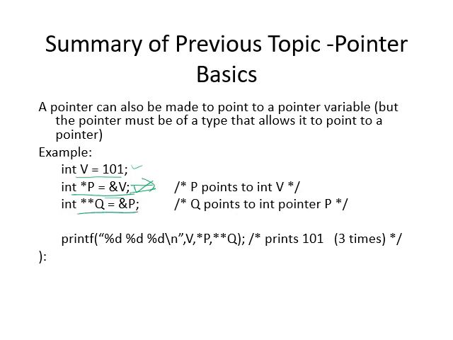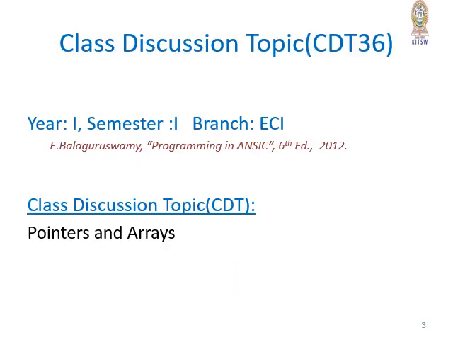And this is how to declare a double pointer. Q is a pointer which is again storing the address of another pointer, so Q is called a double pointer. When we try to print these three variables, V will display the value 101, star P will display the value 101, and star star Q means it is pointing to the value related to star P, and that value is 101 again. So this will be printed three times.